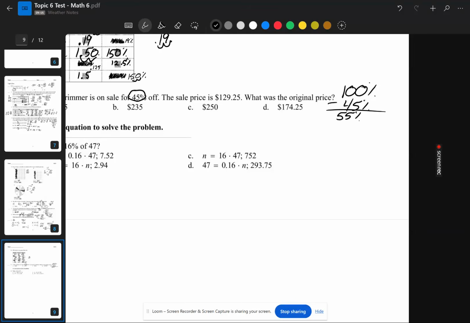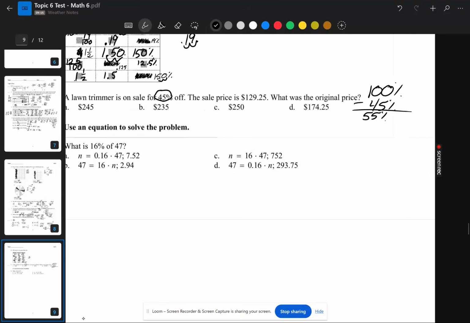So then I do 55% times X, or times whatever my unknown is, to get my price, equals $129.25. So I divide by this as a decimal, I divide by this as a decimal.